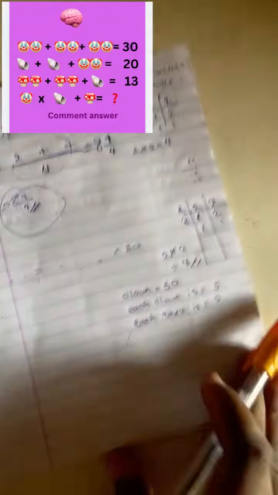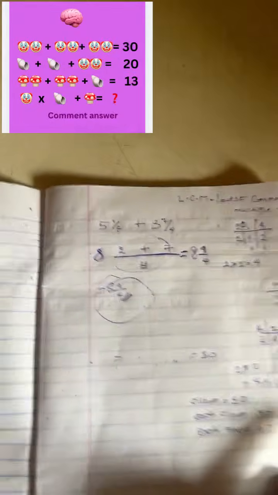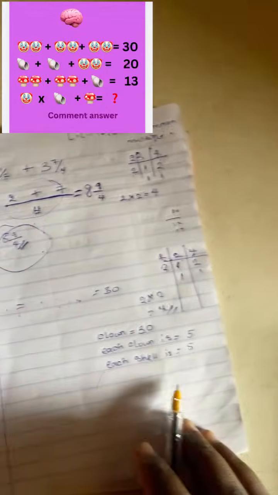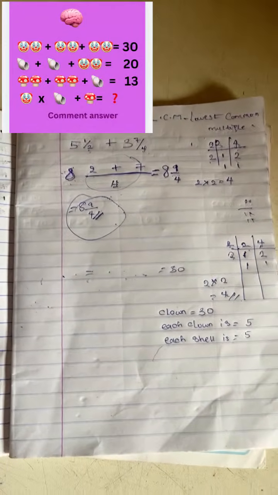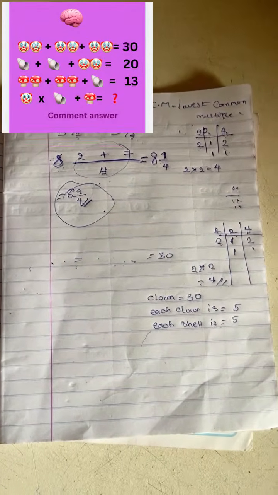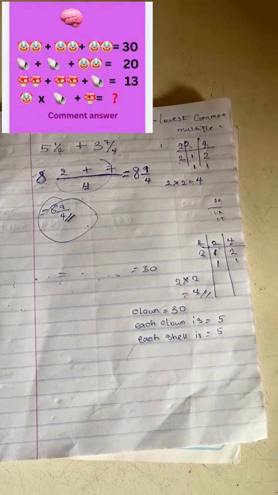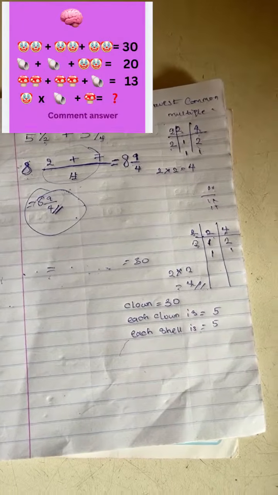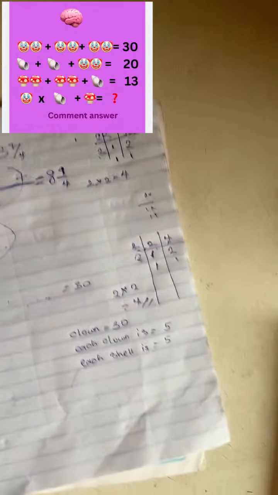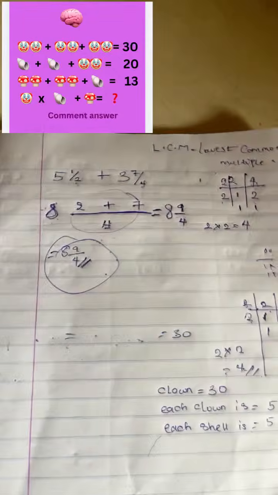Let's continue. What the answer there is 5. Now what is mushroom? One mushroom is what? What is one mushroom? What are we going to do here?